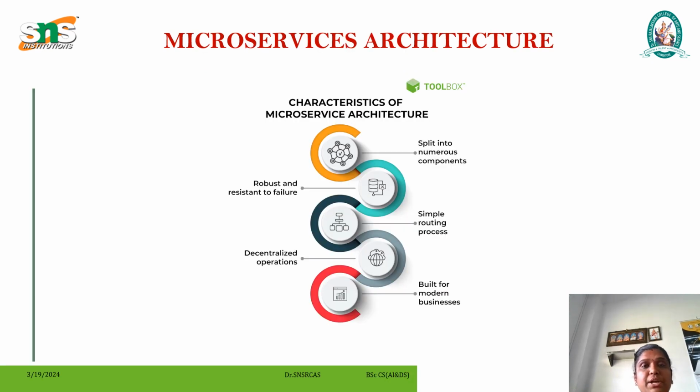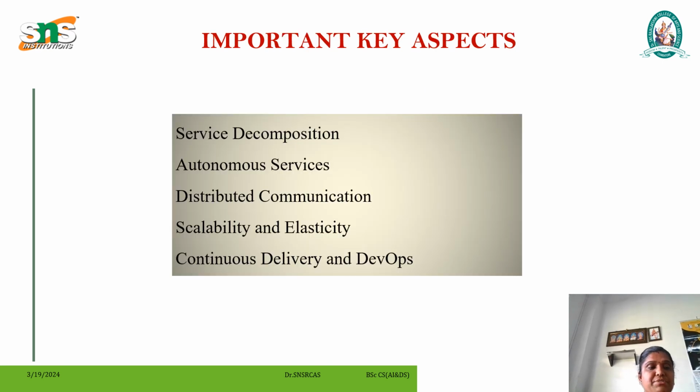Next one is microservice architecture. These are all the important aspects of the microservice architecture. Service decomposition. Microservice architecture advocates breaking down complex applications into smaller, loosely coupled services, each responsible for specific business functions and capabilities. Autonomous services. Each microservice operates as an autonomous unit with its own database and business logic. This autonomy enables teams to choose the most suitable technology stack, programming language, and data storage solution for each service.